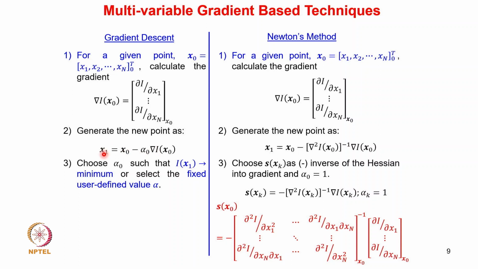So again we calculate. We choose the alpha naught such that I at x1 is minimum, or we can select a fixed user defined value of alpha when we are using a fixed learning rate or a fixed step size. Once we get x1, this x1 will be used in the next iteration, and in this manner we continue multiple iterations till we get the gradient values equal to 0, isn't it? Whenever the gradient values become 0, that's an indication that you have reached close to the optimum.